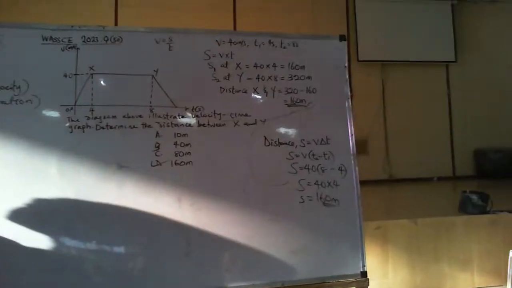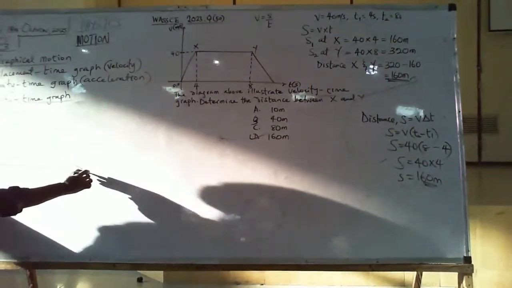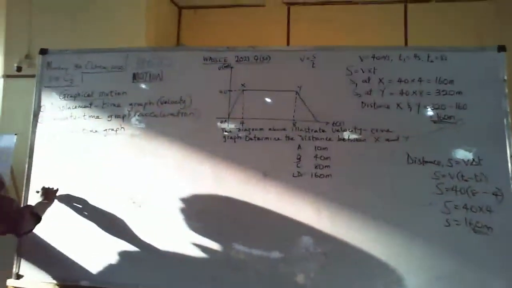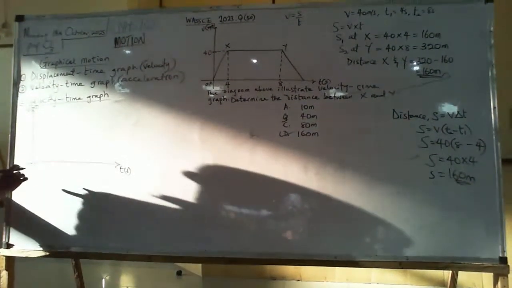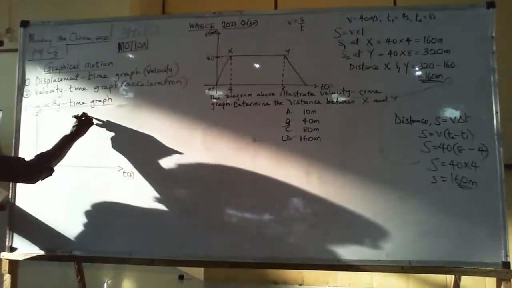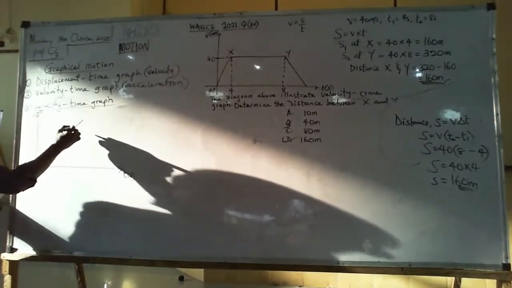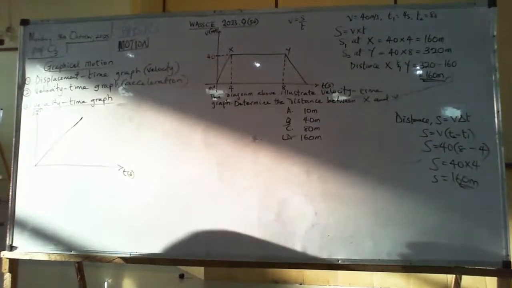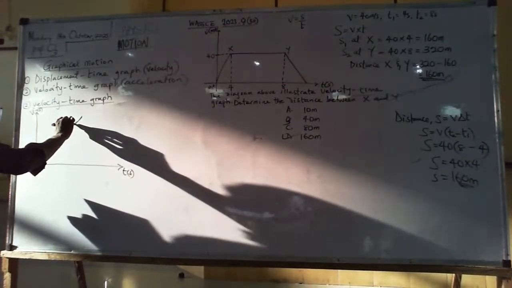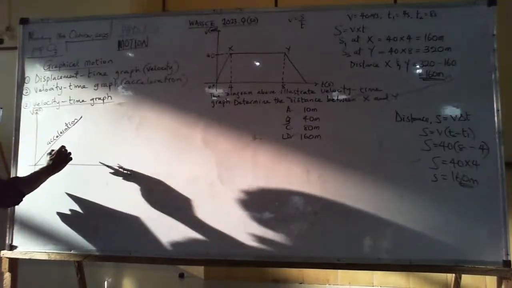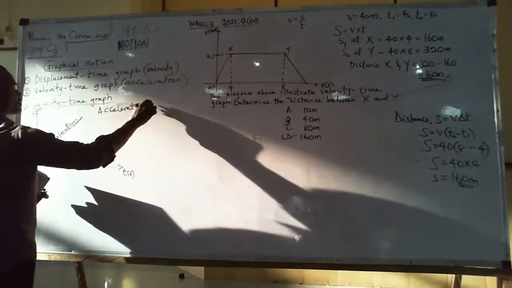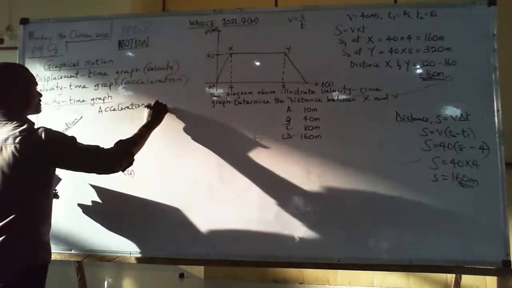This is the rate of change of velocity with time. If you are accelerating, it starts from the origin. But if you are decelerating, this is acceleration. Acceleration is the slope. Acceleration is what? The slope of the velocity time graph, which is dv/dt.